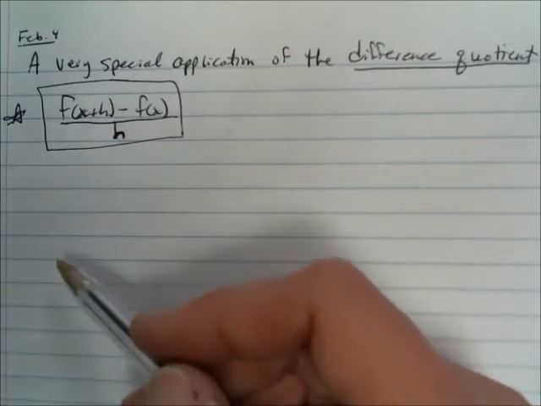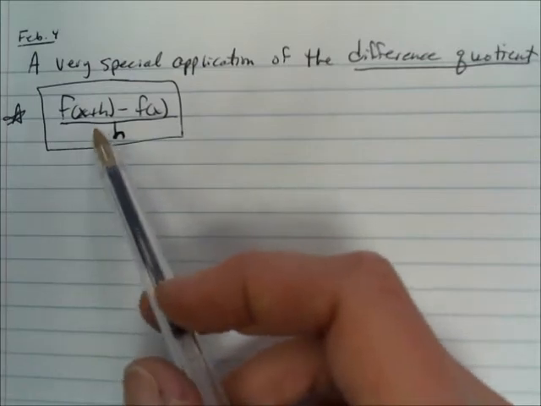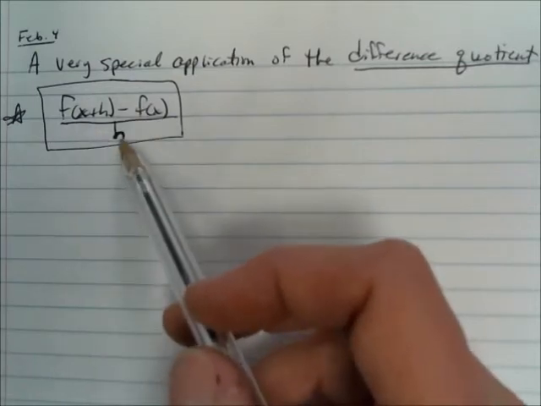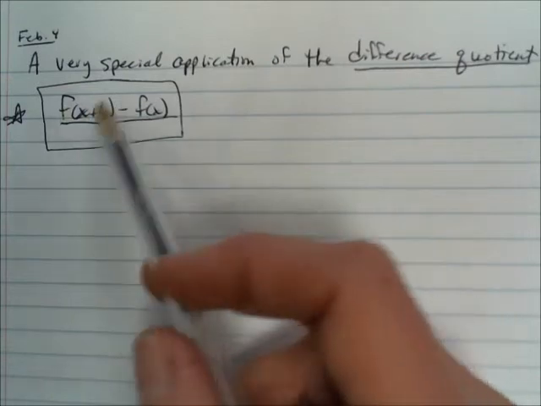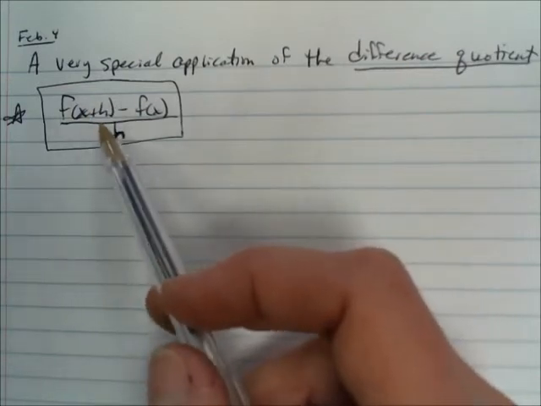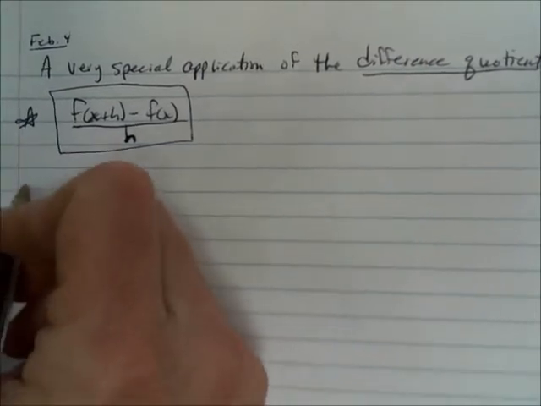So what I'm going to do in this video is go through a few functions and show you exactly how to calculate this. And in the end, we're actually going to find limits. We're going to use the limit process on this difference quotient. But I'll show you that in the end. So let's do some examples.